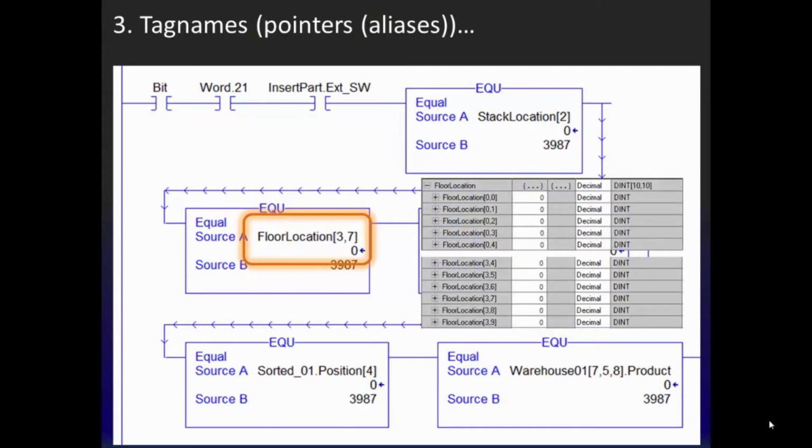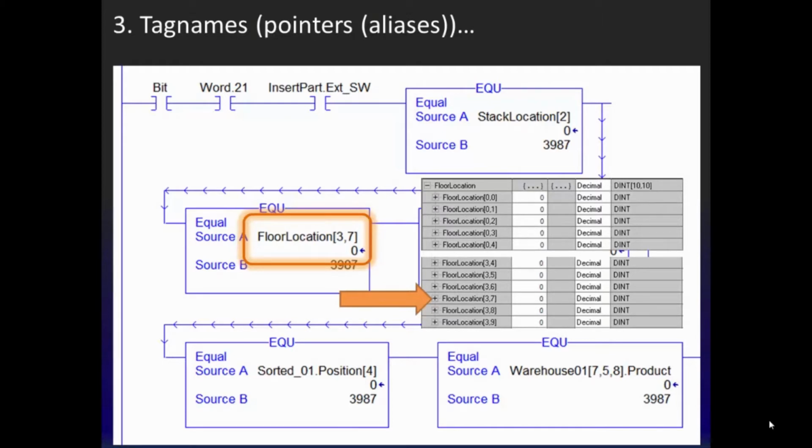This is an element of a two-dimension array. So floor location. The first one, stack location, we had a stack of 10 double integers. This could also be a stack of cartons or a stack of products, and we're looking in the stack to see if in location 2 it is equal to 3987. That would be like an ID for an object. So we looked in the stack in position 2 for 3987.